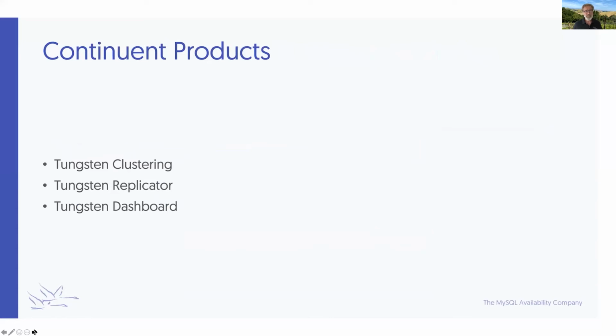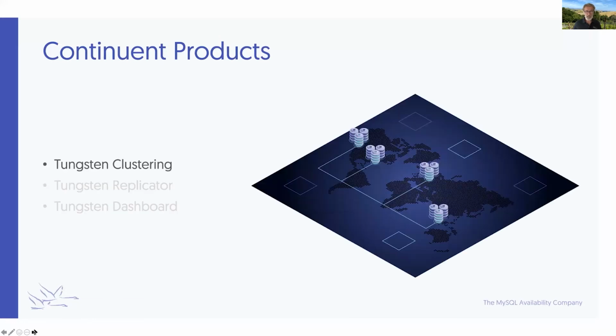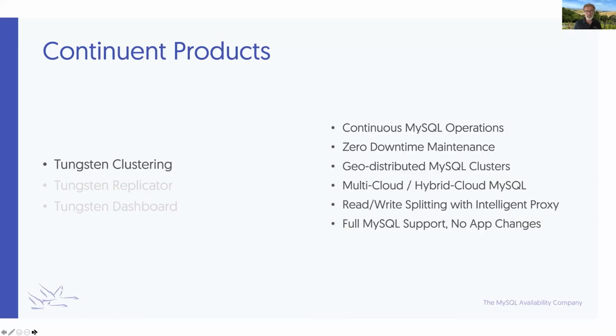Continuum effectively has 3 products. 2 of those we charge for: Tungsten Clustering and Tungsten Replicator. Tungsten Dashboard, the UI that you saw earlier, is also part of the solution suite, but it's free of charge. That's a part of the subscription with us. Tungsten Clustering, as we discussed, is about continuous MySQL operation. It's effectively zero downtime maintenance.